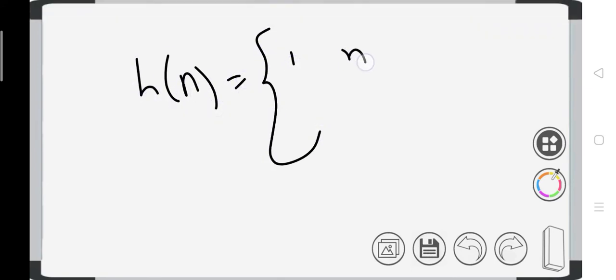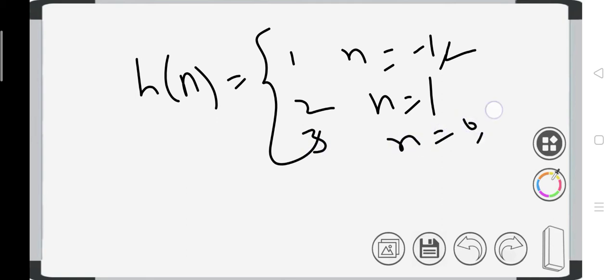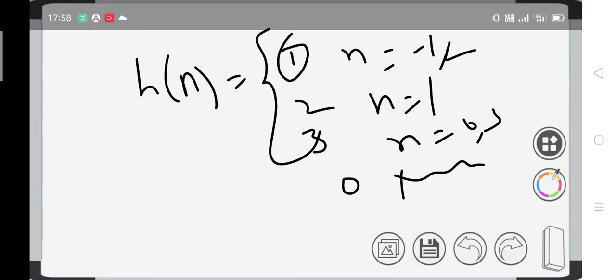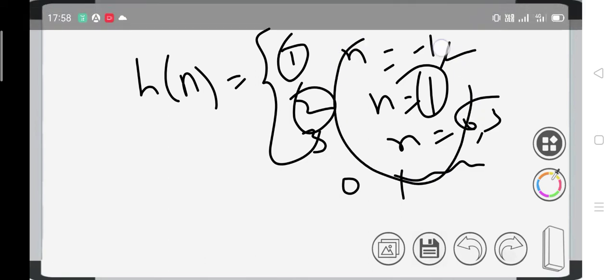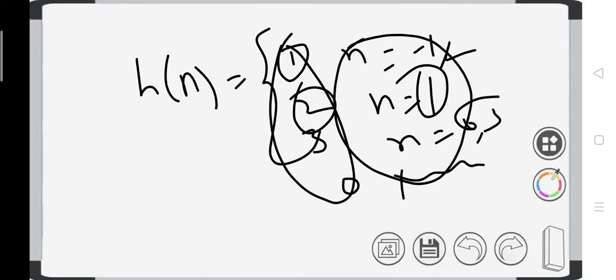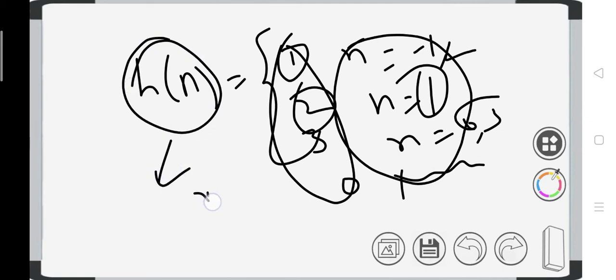h of n is 1 for n equal to minus 1, 2, and it is 2 for n equal to 1, and 3 for n equal to 0, 3. Otherwise it is 0. So if we check the h of n values, for n equal to minus 1, 2 it is 1, and for n equal to 1 it is 2, which means the system is defined for all values. This kind of response h of n is called the impulse response. For such values, we can say this system is a FIR system, that is, a finite impulse response system.